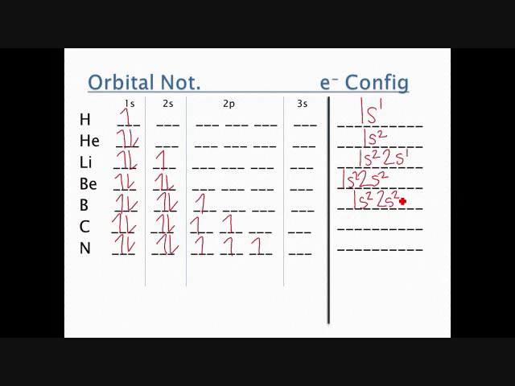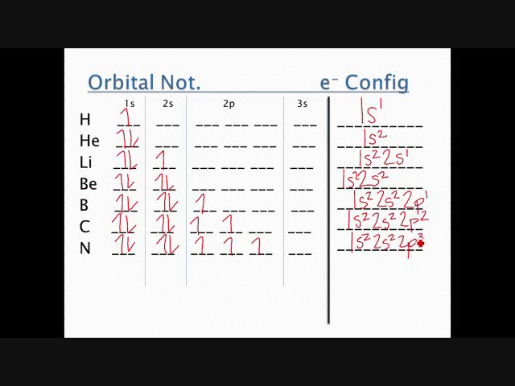So even though in your worksheet it has 2px, 2py, 2pz, the p holds 6 electrons, so they all just combine together for one exponent overall. So for boron, it's just going to be 2p1. Okay, and then when we get to carbon, it'll be 1s2, 2s2, and then 2p. There's 2 electrons, even though they're not on the same line. It's still going to just end with 2p2. Okay, so it doesn't matter about the x, y, z. It matters how many total. Okay, and then nitrogen, 1s2, 2s2, 2p3.